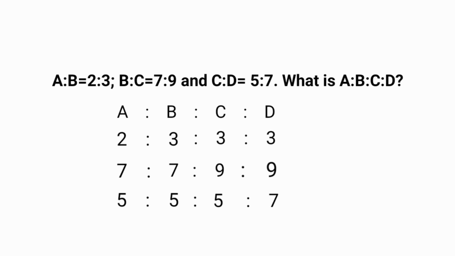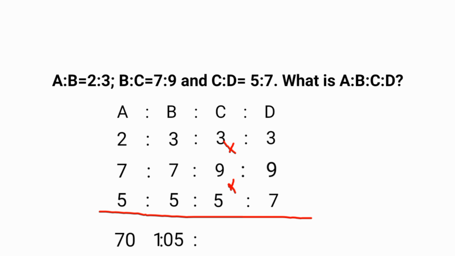Now to get the ratio A is to B is to C is to D, just multiply the values in each column. So below A you will get 2 into 7 into 5. 2 into 5 is 10, 10 into 7 is 70. So below A you will get the value 70. Now below B, 3 into 7 into 5. 3 into 7 is 21. 21 into 5 means 20 into 5 is 100 plus 1 into 5 is 5. So 105.